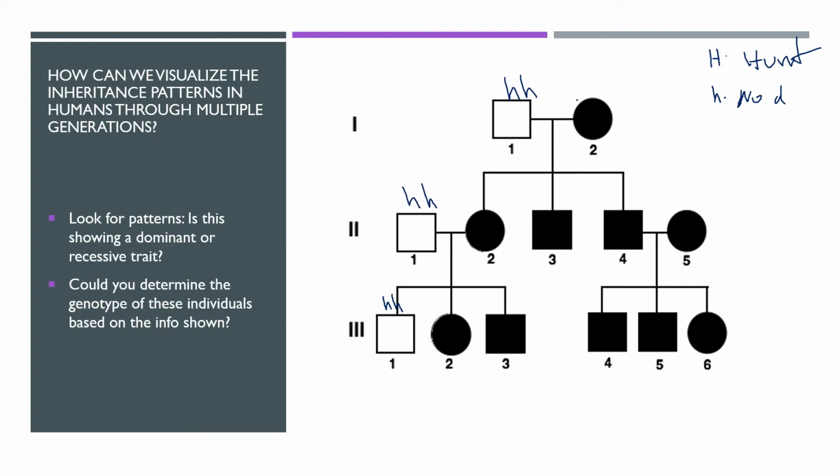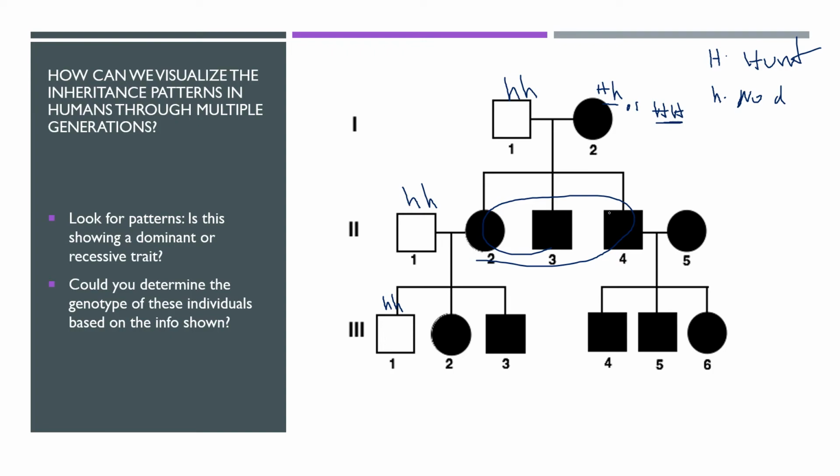What is she, though? Well, there's 2 things that she could be. She could either be this or this. Which one's more likely? Well, they had 3 kids, and all 3 had Huntington's disease, so it's probably this. But is there a likelihood it could be this? Yeah, there is. So we don't know for sure. So I'm going to keep it like that.